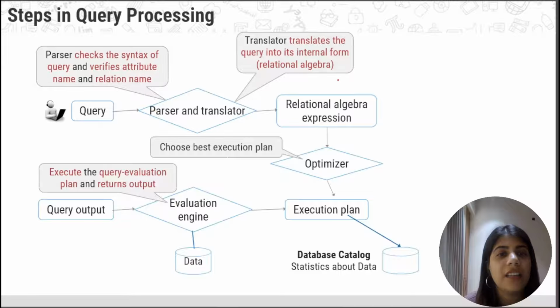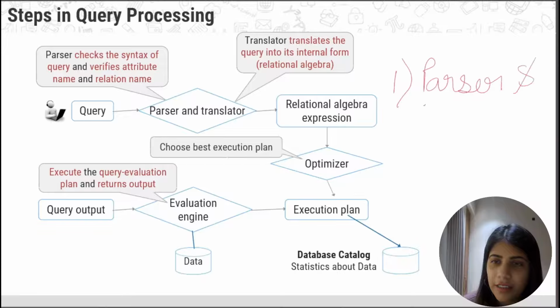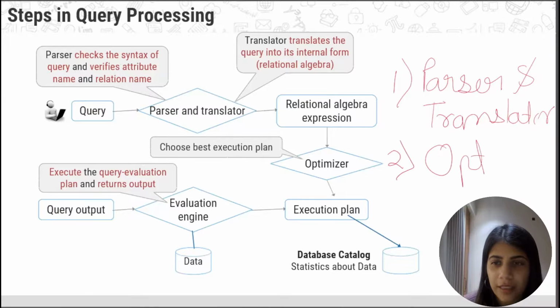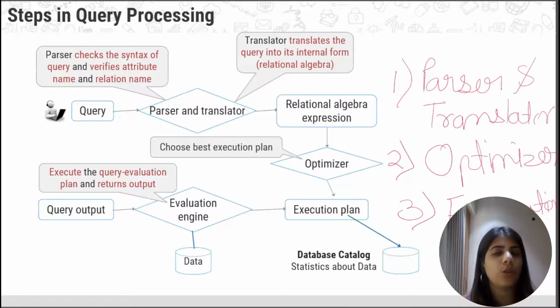So majorly there are 3 steps in query processing. The first step is parser and translator. Second step is usually optimizing, so optimizer, and third step is execution. अब इसको थोड़ा और further divide करके समझते हैं through this diagram.